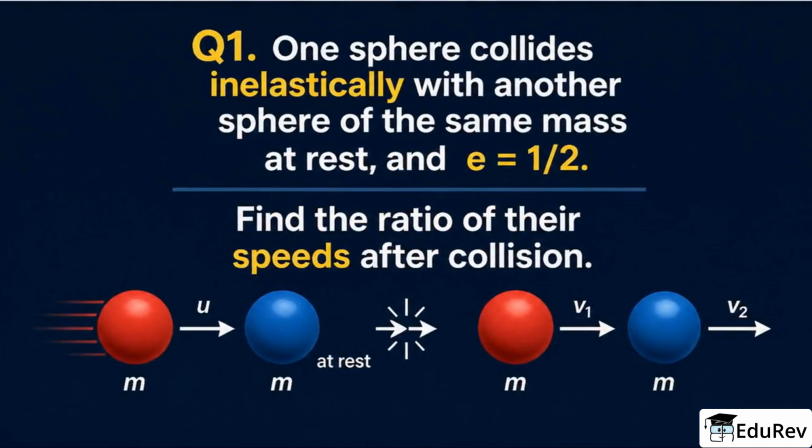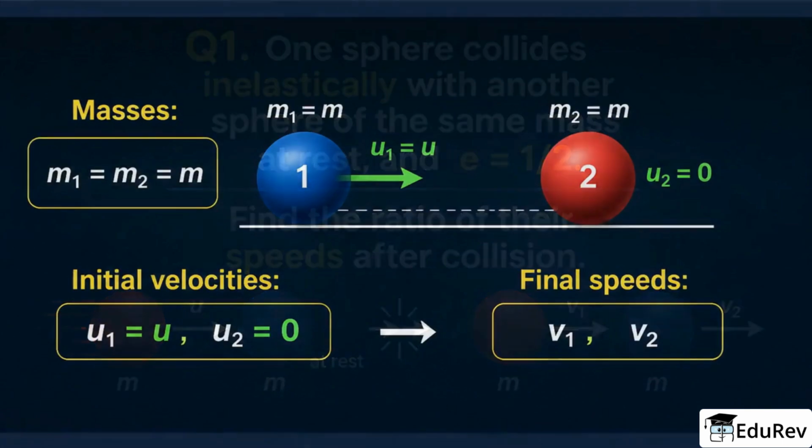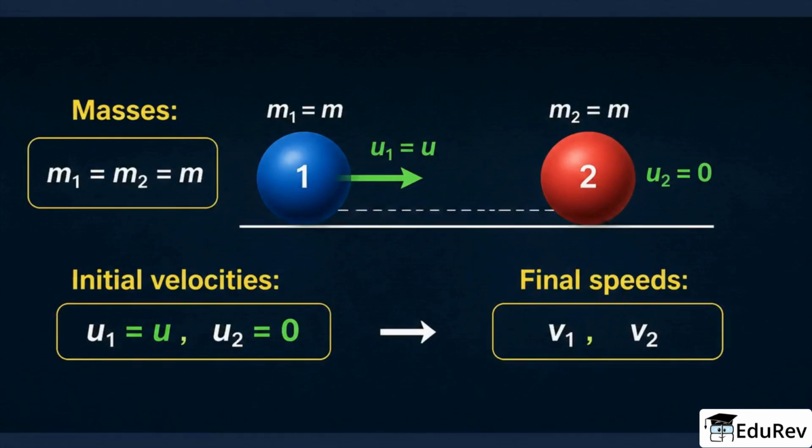Question number 1 asks, one sphere collides inelastically with another sphere of the same mass at rest, and the coefficient of restitution equals 1/2. Find the ratio of their speeds after collision. Call the masses m1 equals m2 equals m. Initial velocities u1 equals u and u2 equals 0, and final speeds v1 and v2.